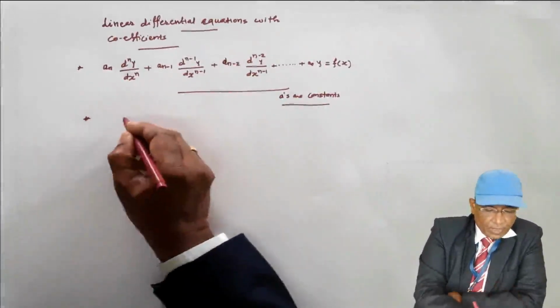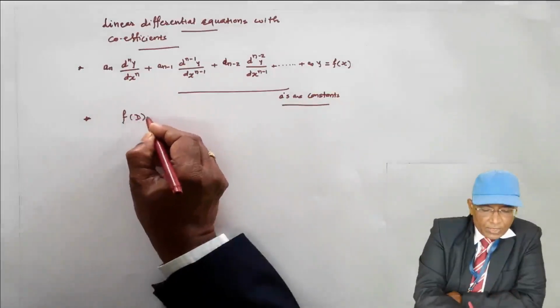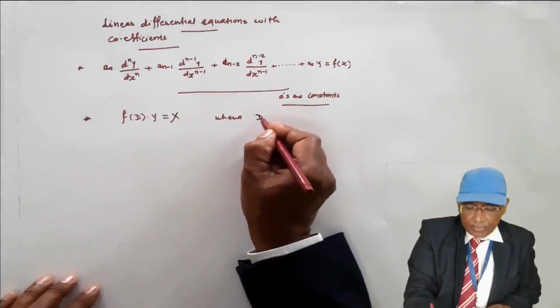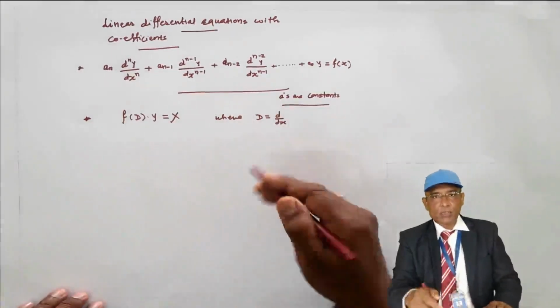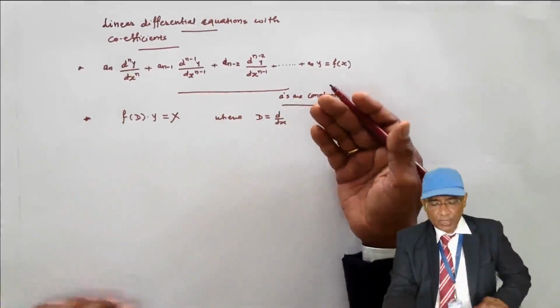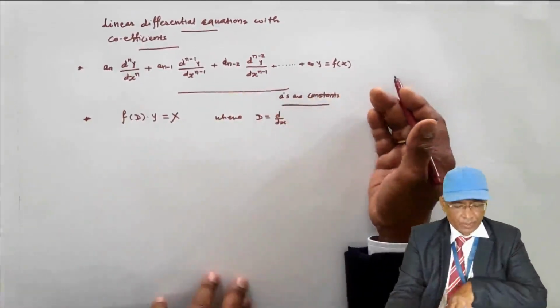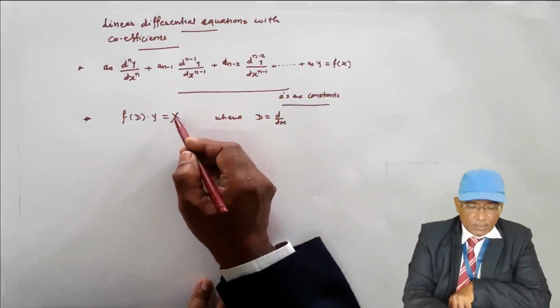In general, I am writing the differential equation in this way, where D is the derivative with respect to x, D square will be the double derivative with respect to x, D cube the triple derivative with respect to x, and so on. And this uppercase X is a function of x.